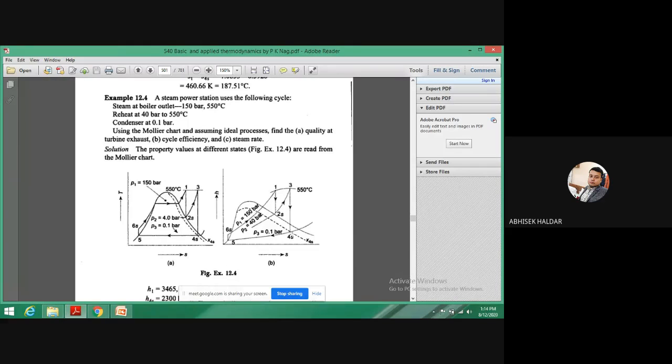It's very easy. Once you get this point 4s, you have to see which dryness fraction line it is intersecting, because constant dryness fraction lines are also there in the Mollier diagram. Say this is one constant dryness fraction line, say it is 0.8 dryness fraction, that means the quality. If it is directly intersecting this point, then fine.